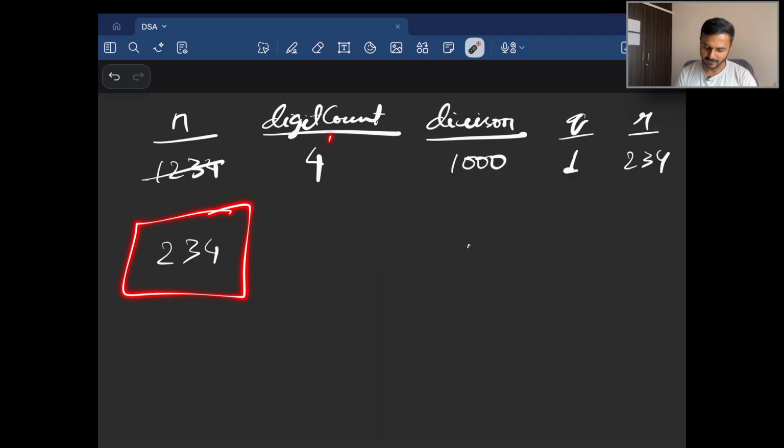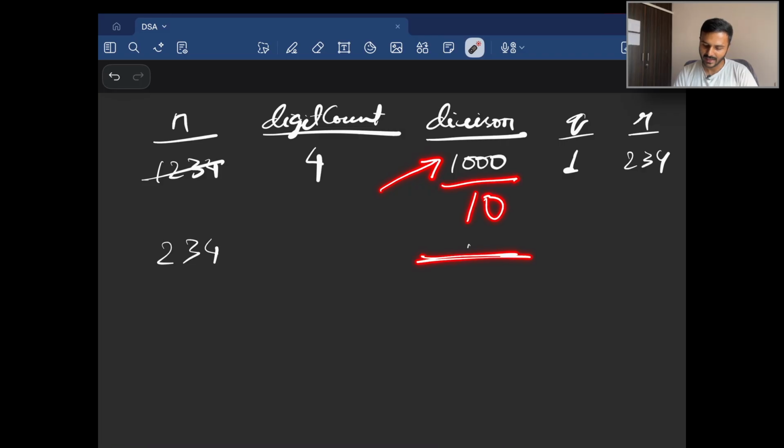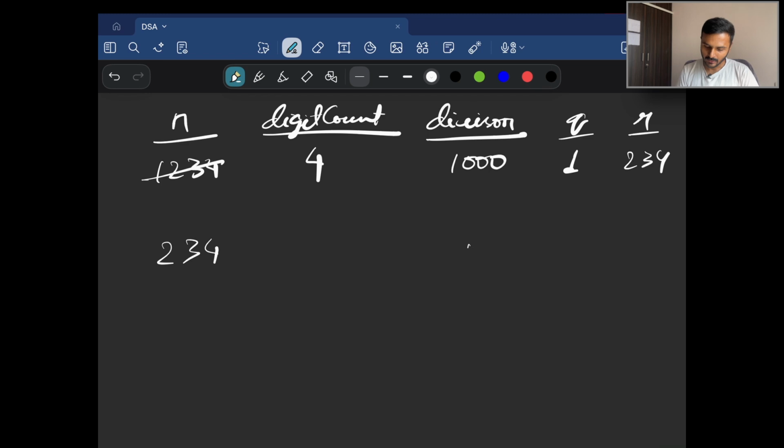Now, when we have 234, we need not count the number of digits in this. Why? Because the reason we were counting the number of digits was to get the divisor. But as we have discussed, there are two ways in which you can get the divisor. First, of course, by counting the number of digits. And the second way was taking the divisor that was there already and then dividing that by 10 to get the new divisor, right? So we will skip this. Over here, the divisor would become 100. And if divisor is 100, quotient is going to be 2, remainder is going to be 34.